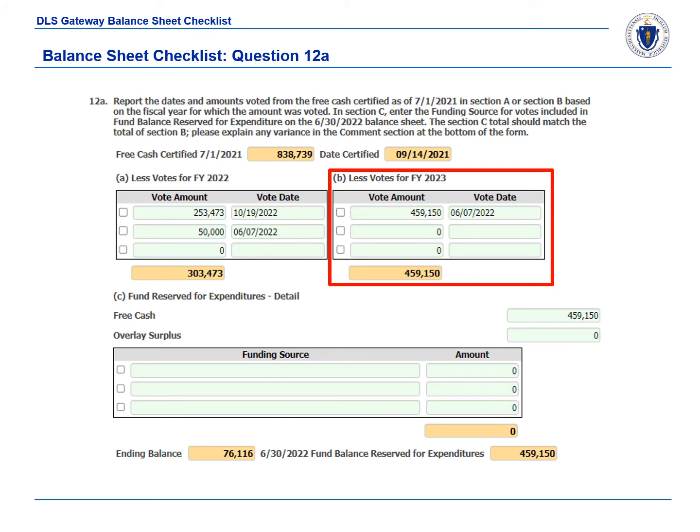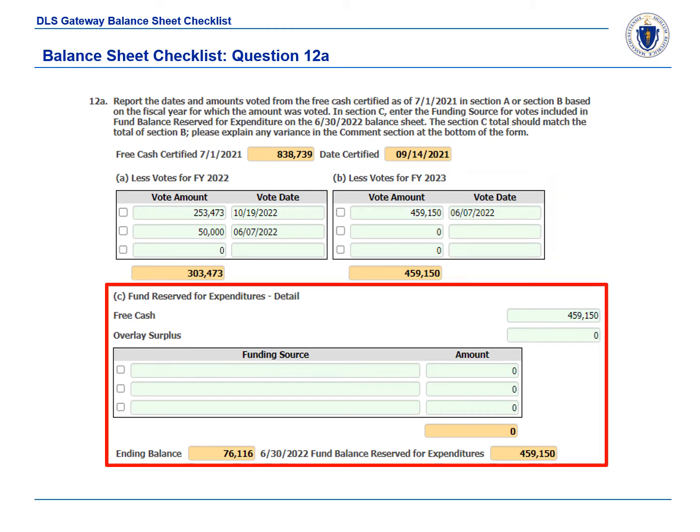These free cash votes typically fall into the reserve for expenditure line on your balance sheet and are for the upcoming fiscal year budget. However, the funds are available for expenditure immediately after being voted by town meeting and can be spent prior to June 30th and may not be reported as fund balance reserved for expenditure.